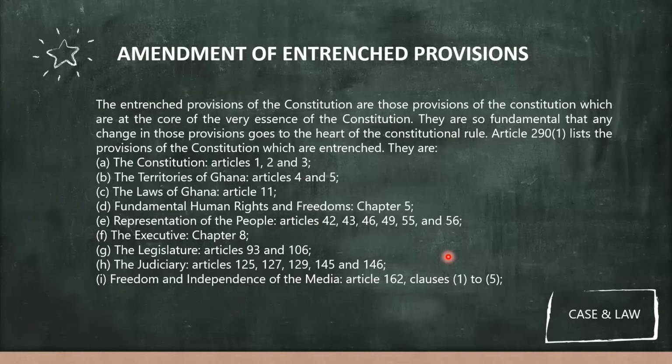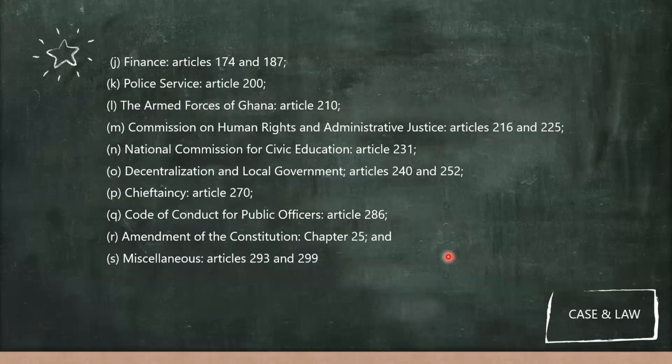So imagine if it were very easy to change the legislature or the executive. Anybody could just come, change the whole thing, and bring in a system, either autocratic or a dictatorship or whatever. But these provisions are so fundamental that you just cannot change them easily. That is why they are entrenched provisions. I'm sure you also agree. If you don't agree, you can let us know. Then again, issues of finance, police, and the armed forces are very important to us, so they are classified as entrenched provisions.